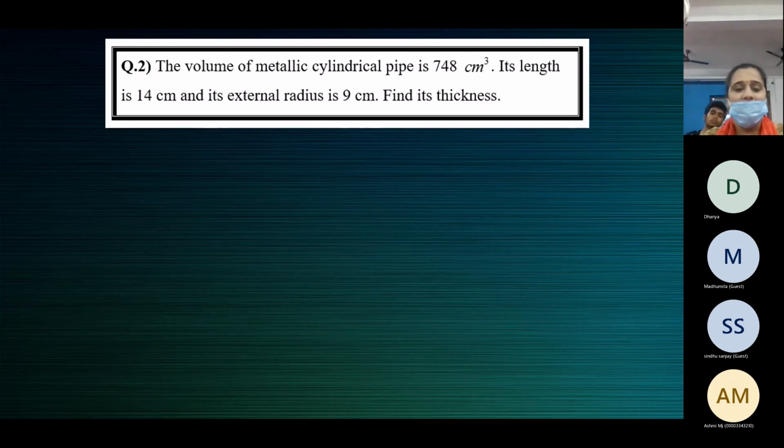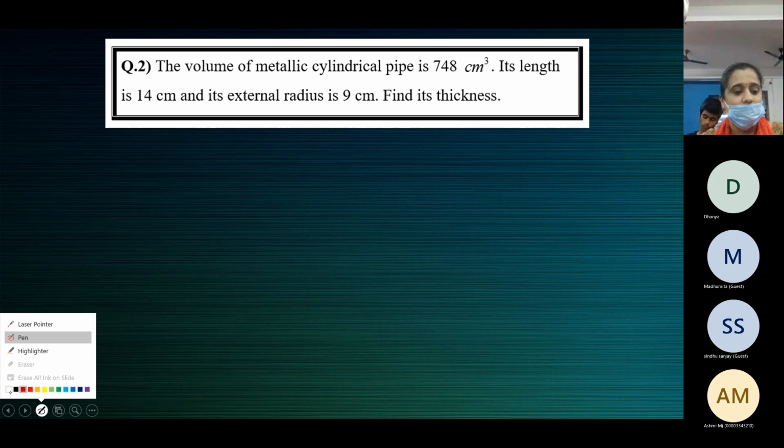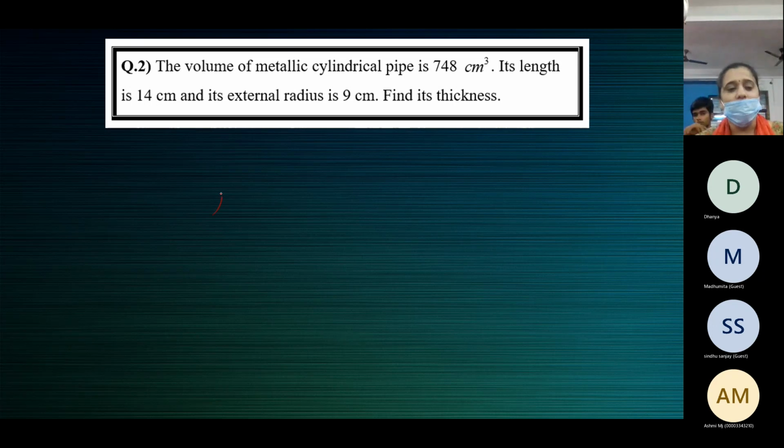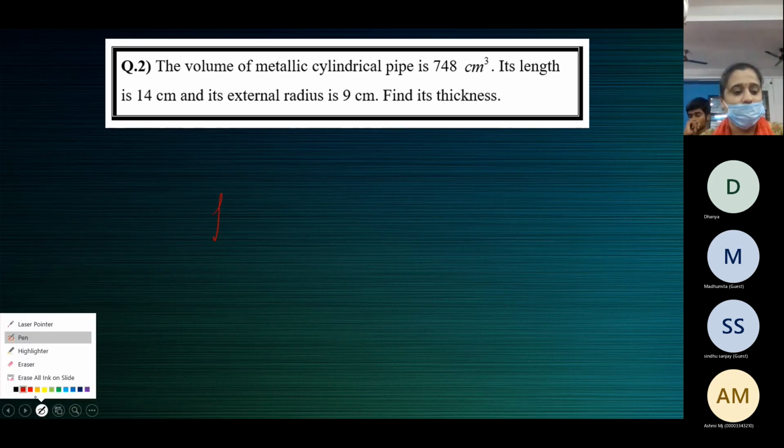The volume of a metallic cylindrical pipe is 748 centimeter cubed. See, when we say it's a pipe, it's a hollow cylinder. When it's given that it's a pipe, it's a hollow cylinder. Pipe meaning hollow cylinder.